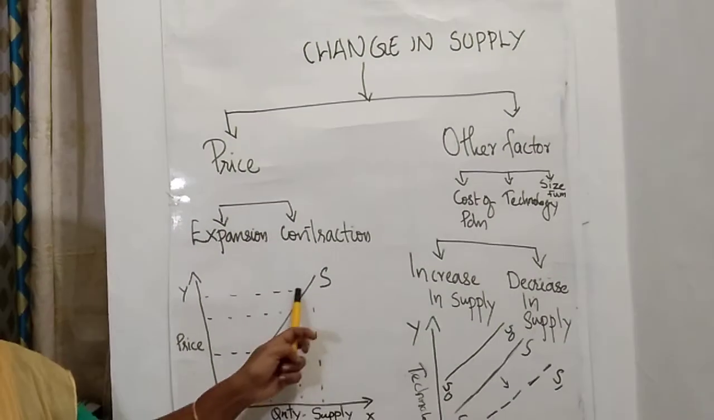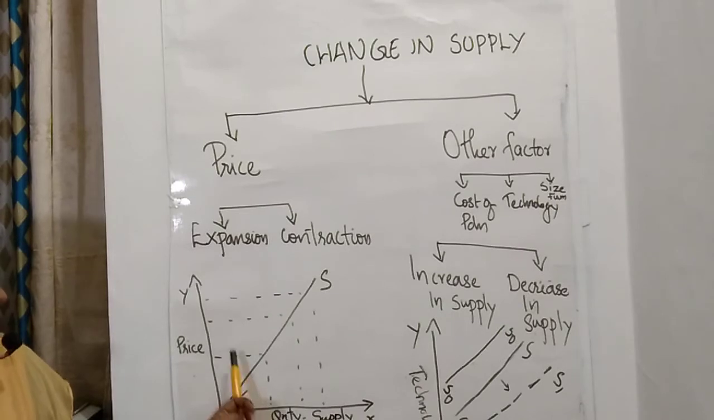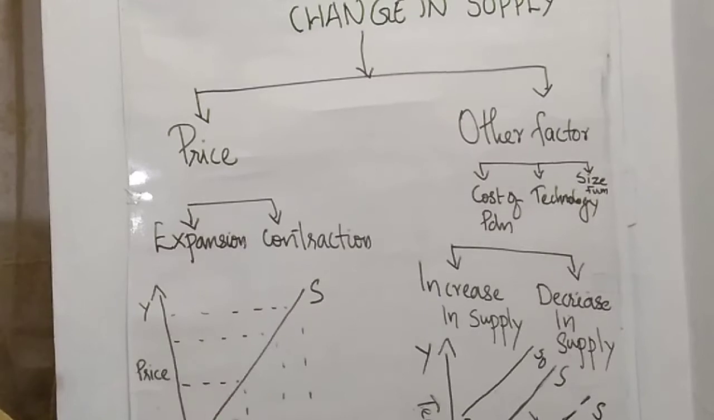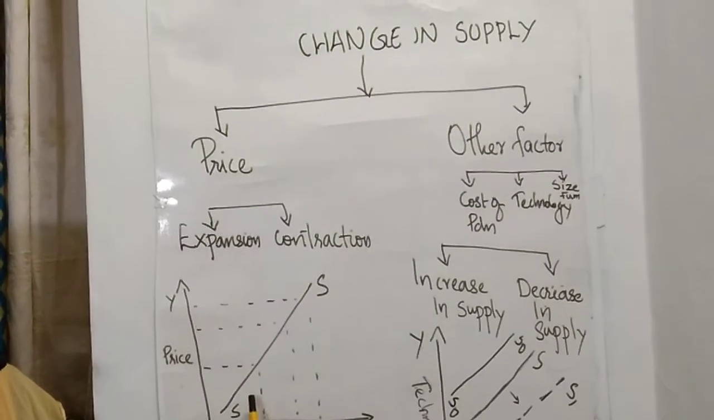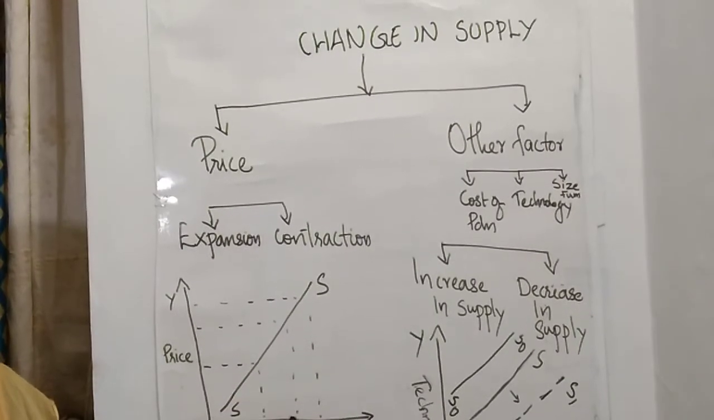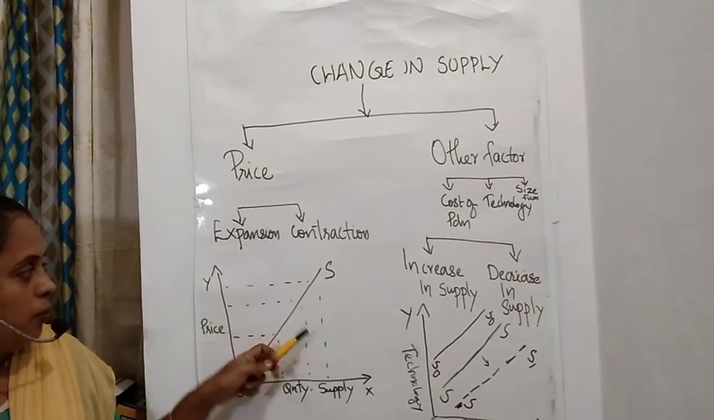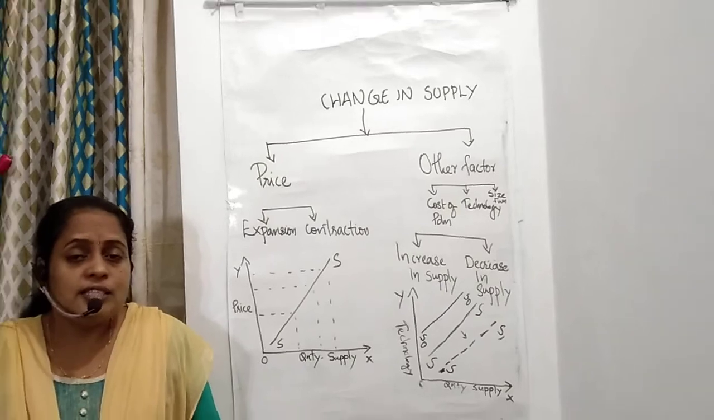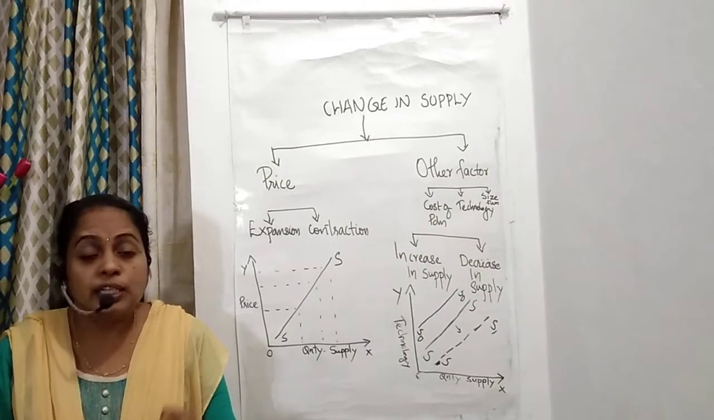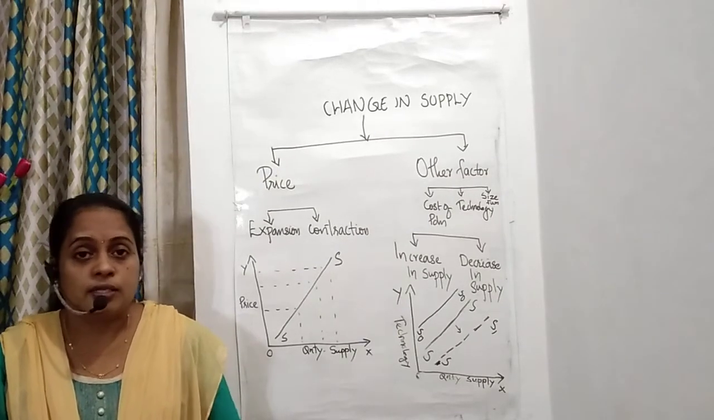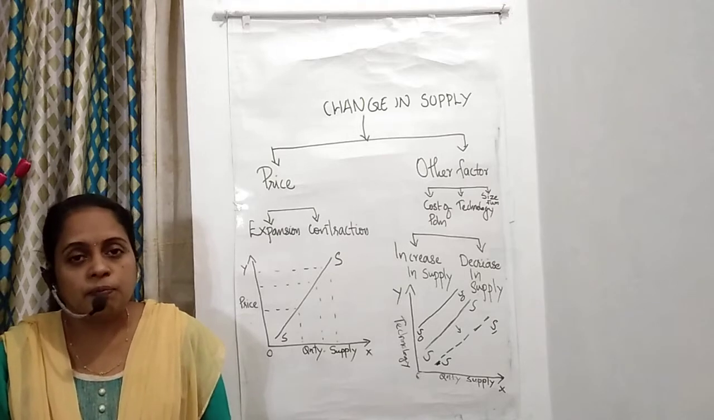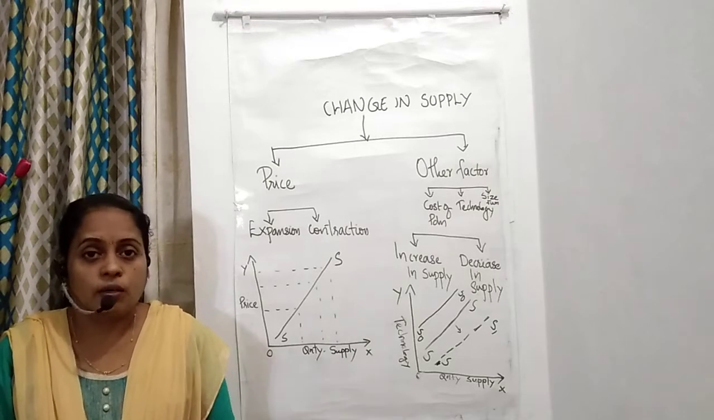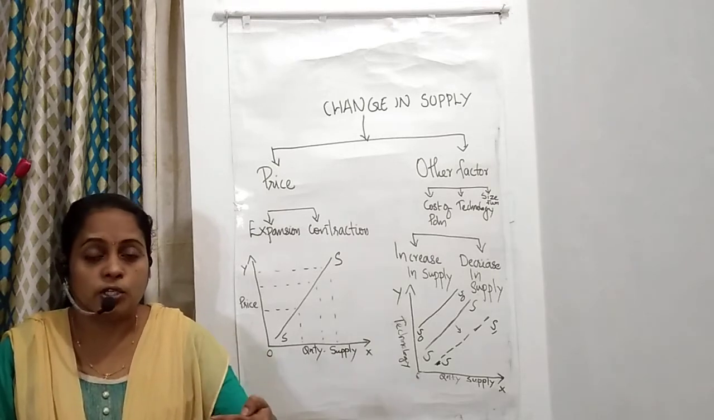Here SS is the supply curve. Okay, then expansion and contraction take place on the same supply curve. Here supply expanded and supply contracted, so that it took place on the same supply curve. Then change in supply due to the other factors rather than price. Which are the other factors rather than price? They are change in the factors of production or cost of factors of production.